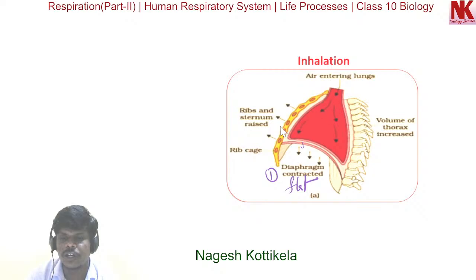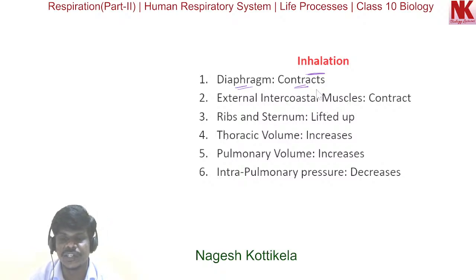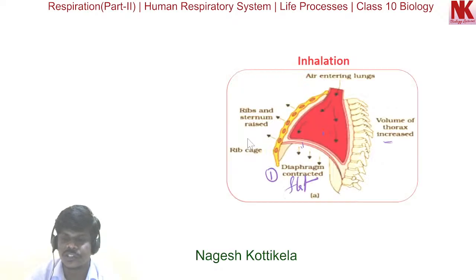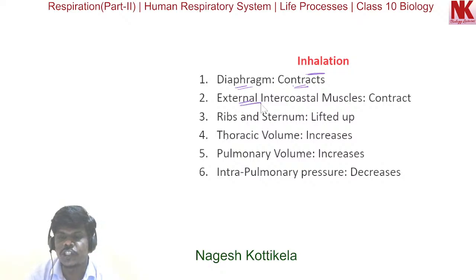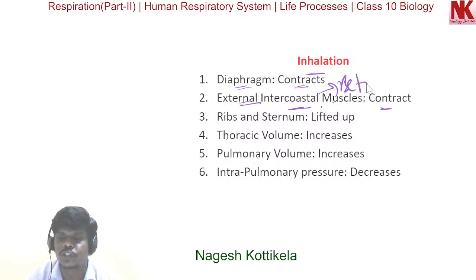Because of this, you can see the volume of the thoracic cavity is increasing. So now air enters into the lungs. This is how inhalation occurs. Now if we check the points once again, during inhalation the diaphragm contracts. And next, the external intercostal muscles also contract. These intercostal muscles are between the ribs.